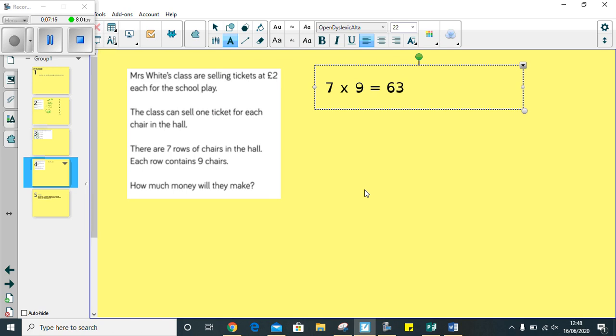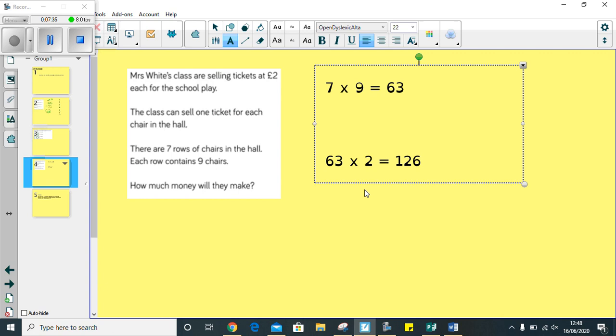Then I know that's how many chairs are in the hall. So they can sell each chair for £2. So now I need to do 63 multiplied by 2. Right, if I double 6, that's equal to 12. So double 60 is equal to 120. Double 3 is equal to 6. So it's 126. So my answer, because I have to remember my units, or I might be talking about cats, monkeys, dogs, is equal to 126 pounds. So that's how much money they will make.